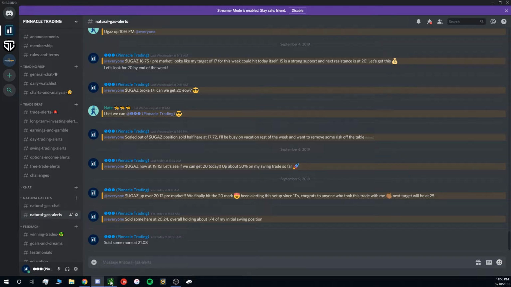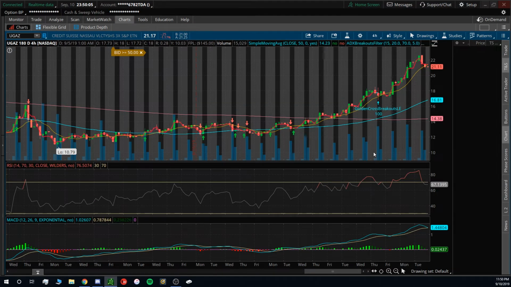So that's it. It's a little bit more than a month on this swing trade, at about 75% return on this big trade, and I'm still in the trade, 5% from my initial position.